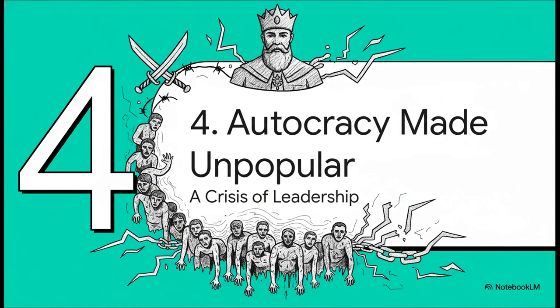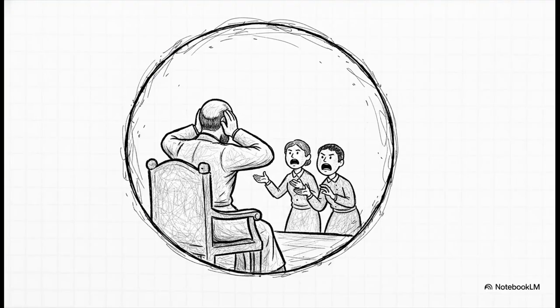Right, so this leads us perfectly to our next section, the autocracy made unpopular. All this suffering, the military defeats, the food shortages, it all led people to blame the one person in charge of everything, the Tsar. What we see here is a complete crisis of leadership and a collapse of trust in his government.